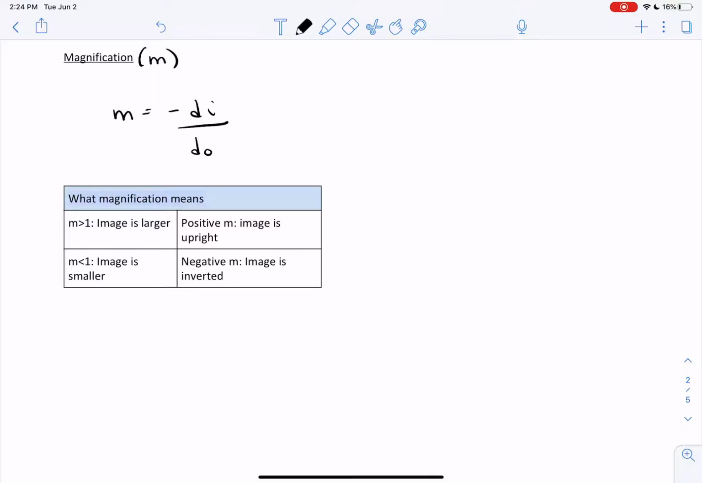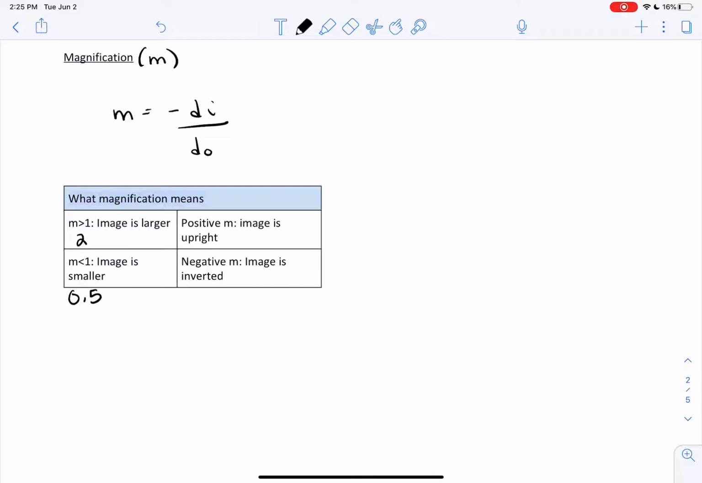Okay? And then from that, we can figure out some things. So if you get an answer where it's greater than 1, like you get 2, that means your image is going to be larger than your object. If you get a less than 1 image, like 0.5, your image is going to be smaller than your object.